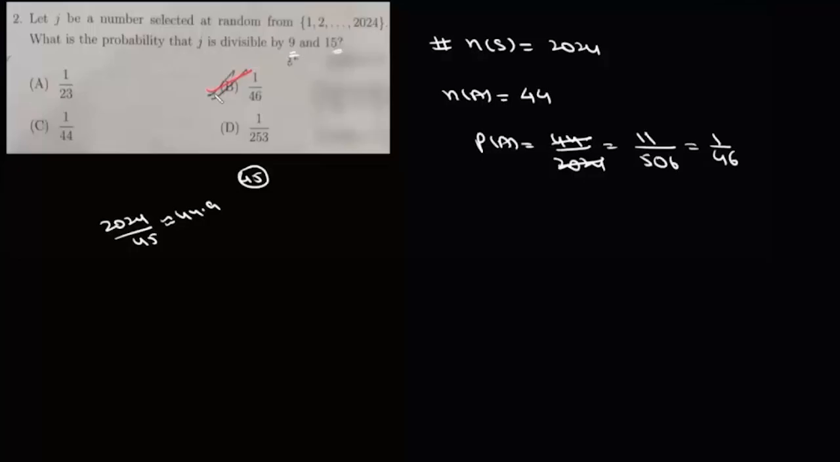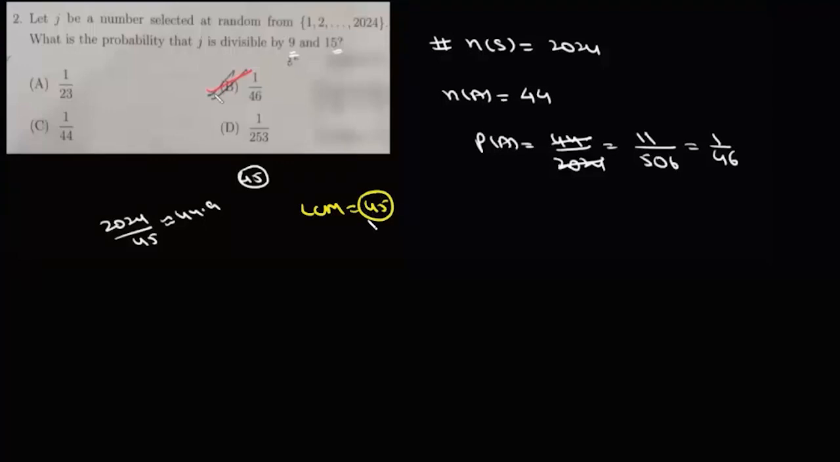It says out of these 2024 numbers, we have to select a number and we need to find the probability that j is divisible by 9 and 15. Now when a number is divisible by both 9 and 15, it has to be divisible by the LCM of 9 and 15. Now LCM of 9 and 15 is 45. So we need to choose numbers from 1 to 2024 which are divisible by 45.